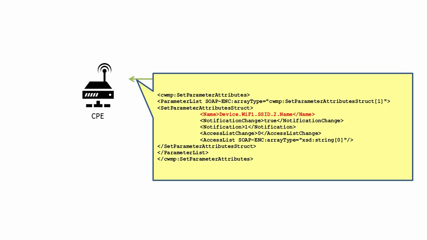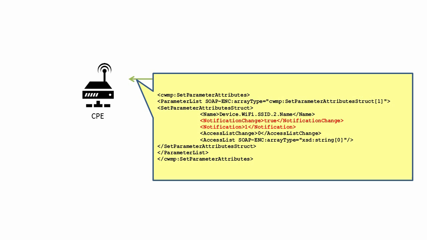It can be dangerous to set active notification on large groups of parameters, which is why many parameters are assigned as CanDeny in the data model. This means that they can refuse to be set for active notification, though no parameter can refuse passive notification. The next arguments are notification change and notification.